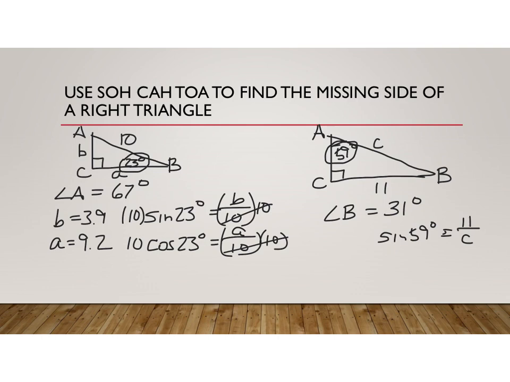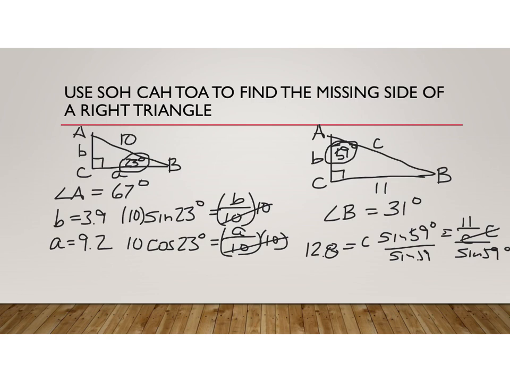Okay, here's an example where the variable is in the denominator. So I would need to multiply both sides by C, get rid of that fraction, and then divide by the sine of 59 to get C. So I'd be taking 11 divided by the sine of 59 degrees, which would be about 12.8 for side C. And that should be the largest side, which it is.